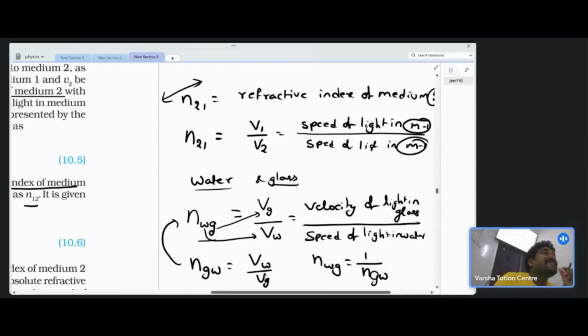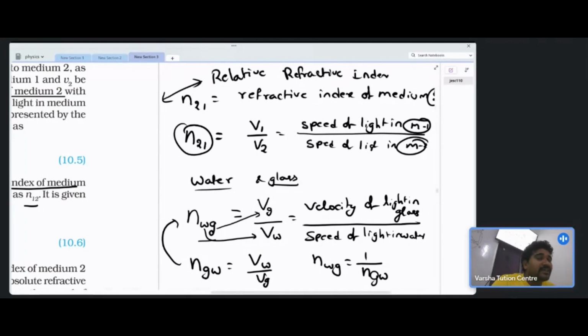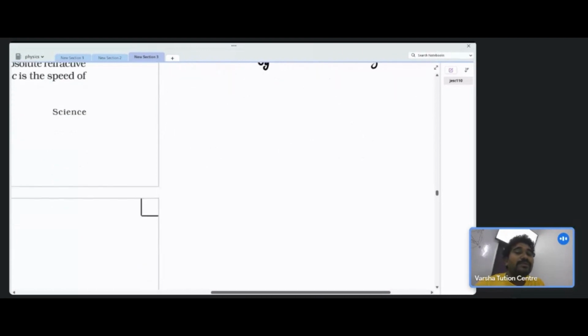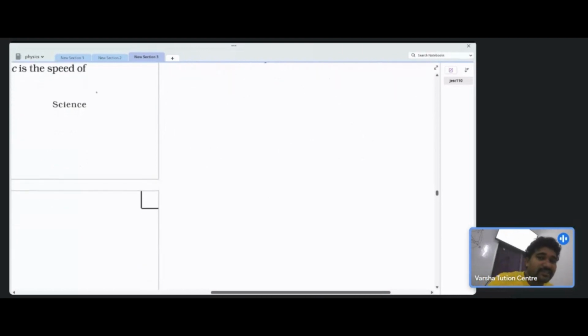It is relative refractive index. Whatever I talked about till now, these symbols are all relative refractive index, because we are talking about one medium with respect to the other medium. That's why I called it relative refractive index. So there is another thing called absolute refractive index. What is the other thing? Tell me.